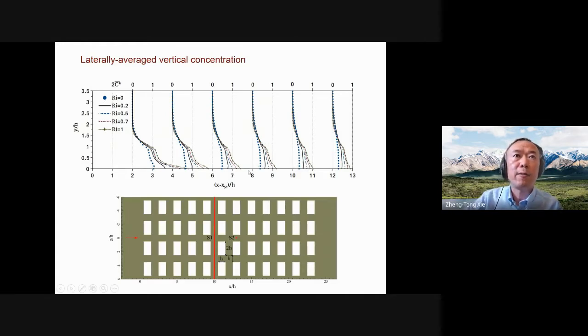So if you pick any location, let's do this one. This is 8H to the source, somewhere here. You can see there is a lot of information here. The neutral one is low concentration, but there is higher concentration above some height. Then you come to the Richardson number 0.2, which is the solid one, and then all the way to Richardson number 1.